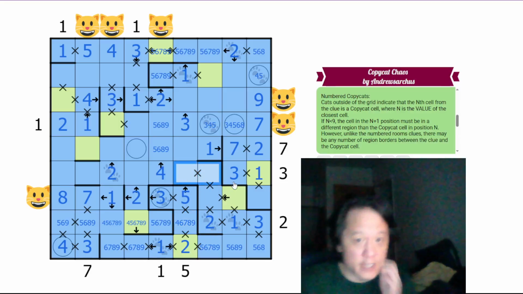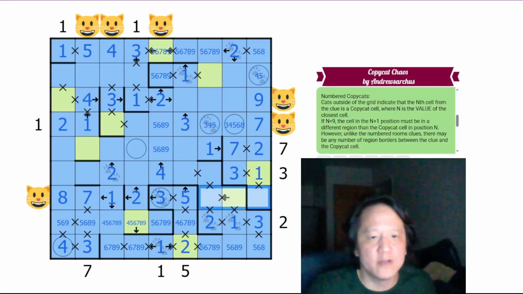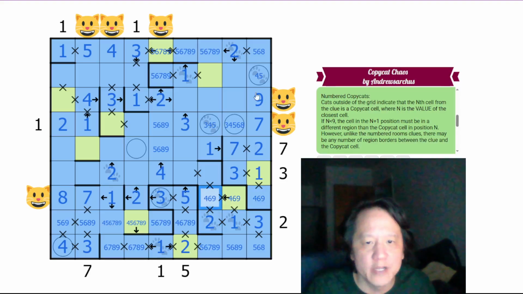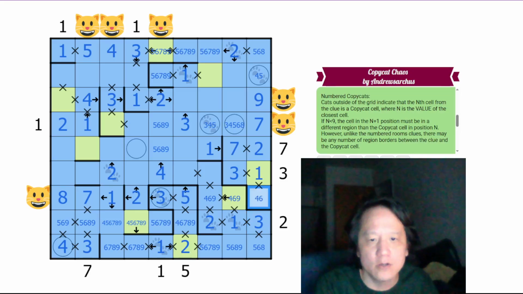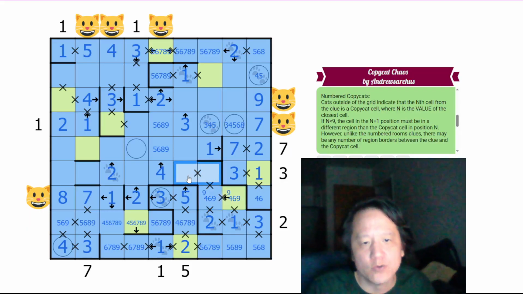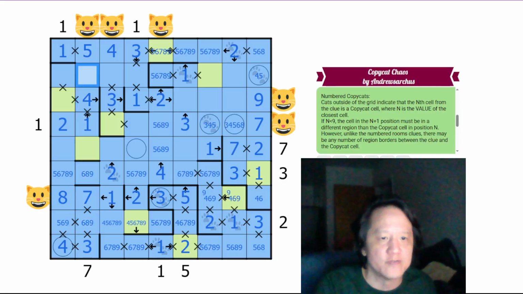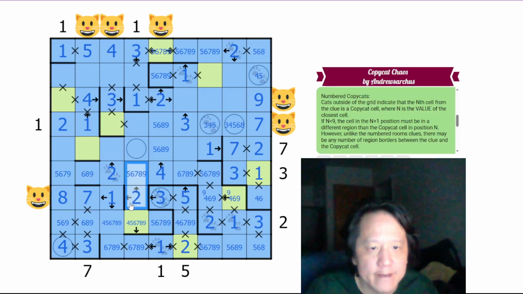Okay. Remaining digits in row 7, we have 4, 6, and 9. Remaining, no more 9 here. So we have a guaranteed 9 in the bottom right region there. Remaining digits in row 6 are 5 through 9. No 5 here because of 5 in the column. No 5 or 7 here because of 5 or 7 in the column. No 5 here because of 5 in the column. No 8 here because of 8 in the column. Okay.